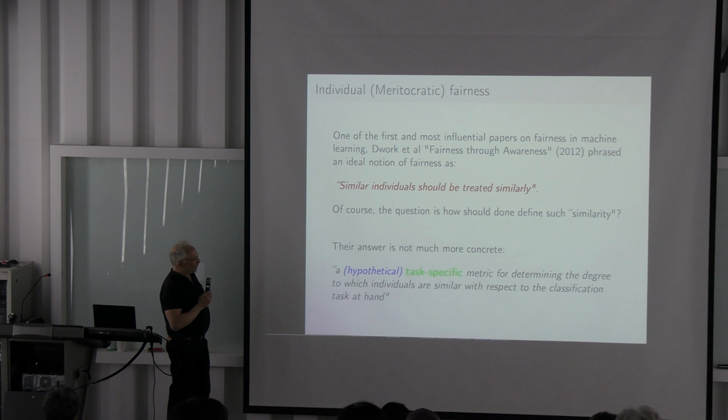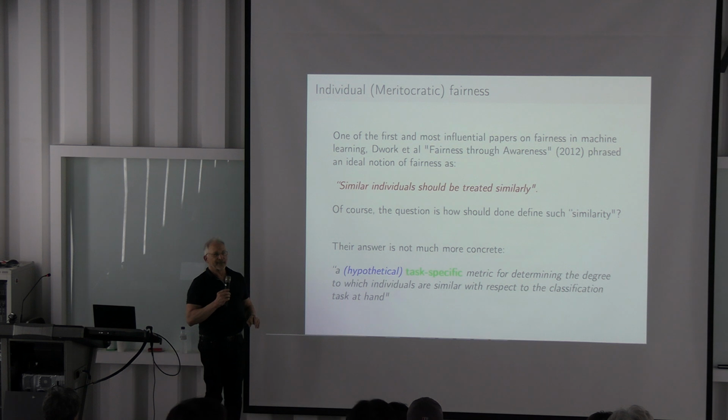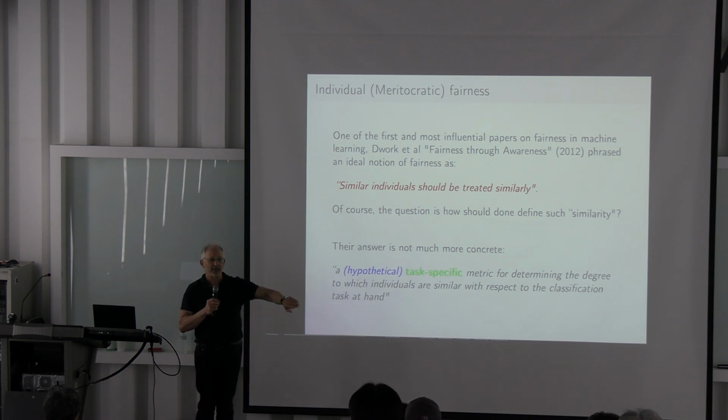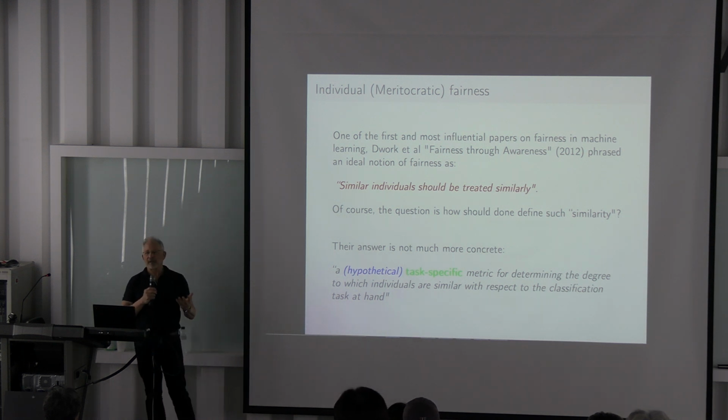And their answer in this paper is a hypothetical, task-specific metric. So, we don't know how to define this similarity, but it should be a similarity that is task-specific, and it determines the degree to which similar individuals are likely to succeed at the task at hand. So, in some way, this solution says, you don't know what fairness is, I will solve your problem. Let's call it similarity, and someone else will have to worry about what similarity is. But we don't have an answer to what is a good similarity notion.